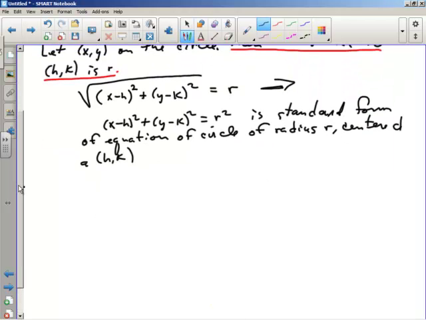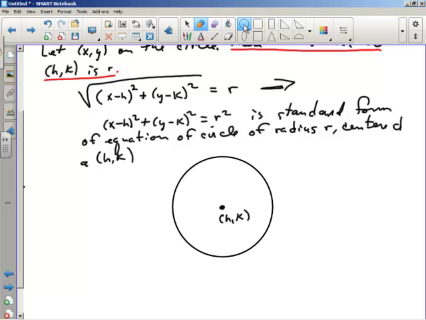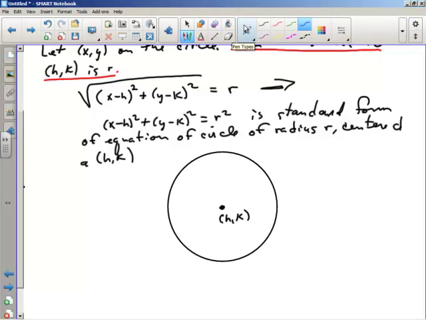So a quick picture of that. Let me put (h, k) there and draw a circle. And I draw perfect circles because I have the right tools to do so. Freehand, my circles aren't very good. Now what I'm saying is, there's my center, and my radius is r, because the distance from any point on that circle to (h, k) is r.